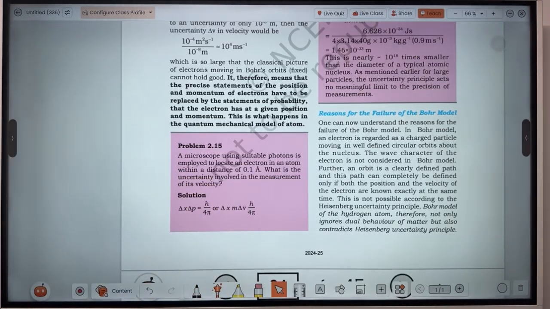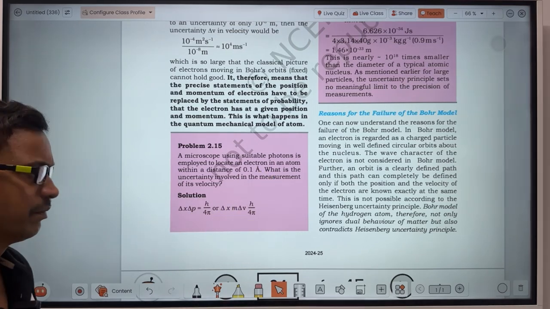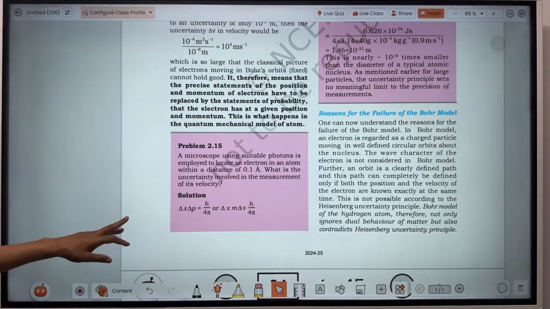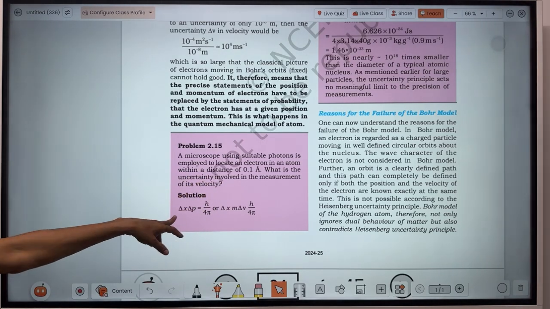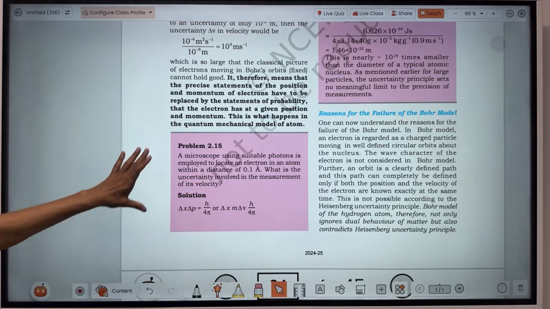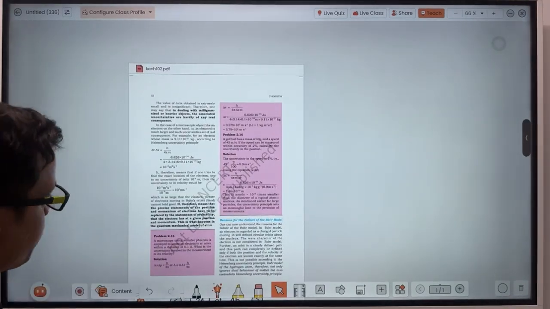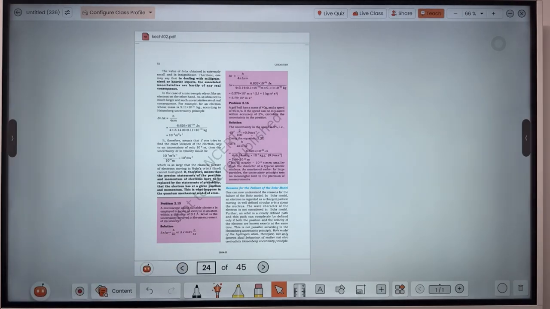Here, a microscope using suitable photon is employed to locate an electron in an atom within a distance of 0.1 angstrom. What is the uncertainty involved in the momentum or velocity? So you already know what is the uncertainty involved. So the uncertainty here, delta x delta p, is greater than or equal to h upon 4 pi.